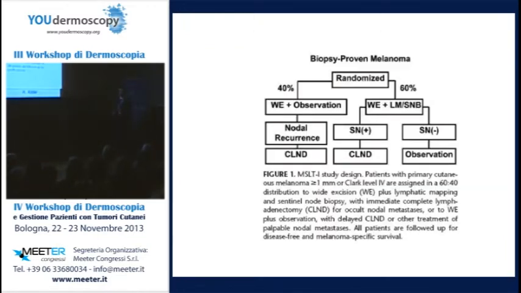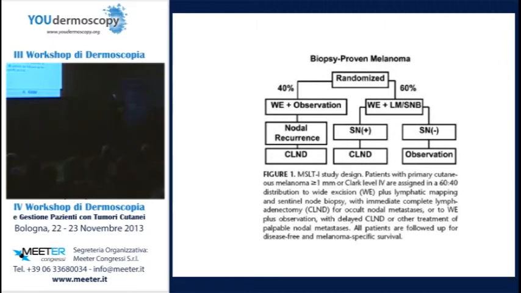But he did that, and this was a very large study involving hundreds of patients, and there were 2 arms. Wide excision only plus observation, and if there is nodal recurrence later, identified by clinical examination, palpation or sonography, you have a complete, therapeutic lymph node dissection. The other arm, wide excision and lymphatic mapping and sentinel node biopsy. If the sentinel node is positive, you have complete lymph node dissection. If the sentinel node is negative, you have observation.